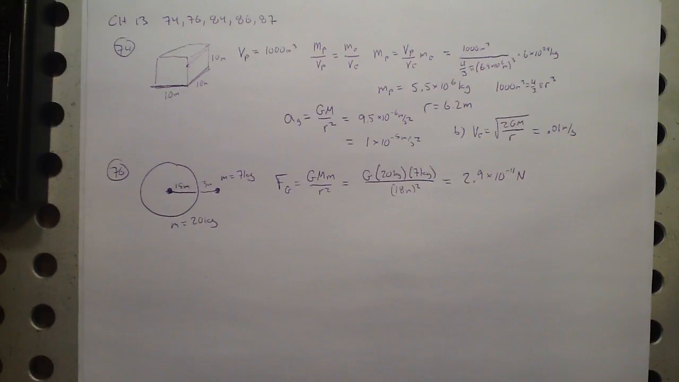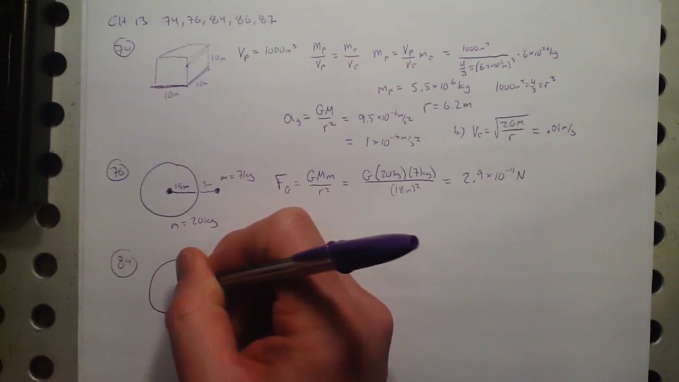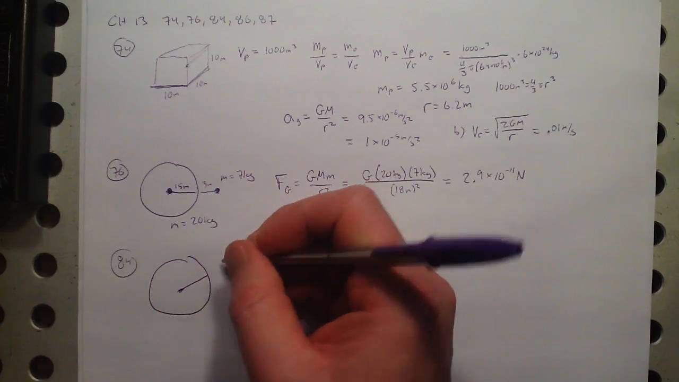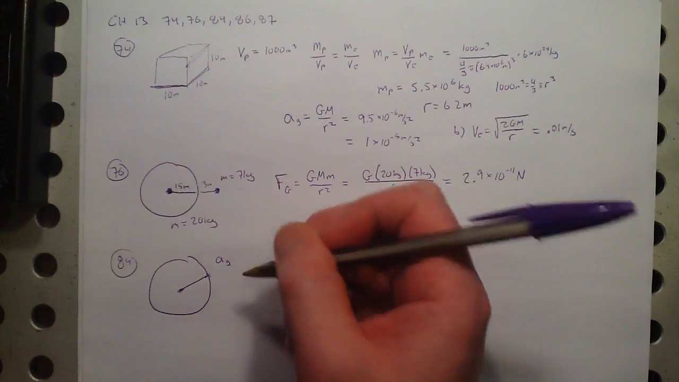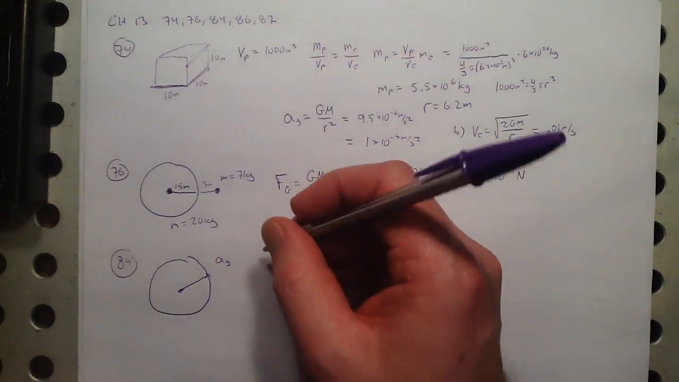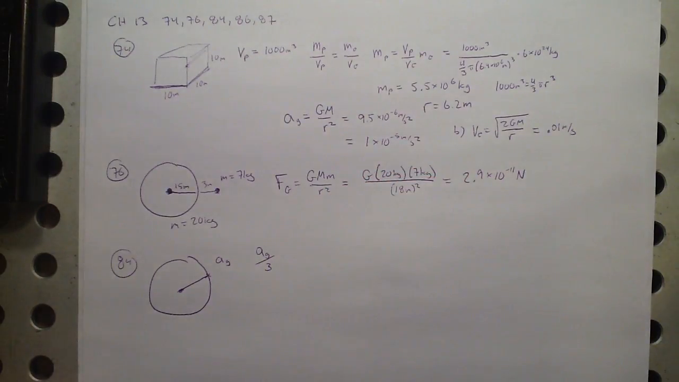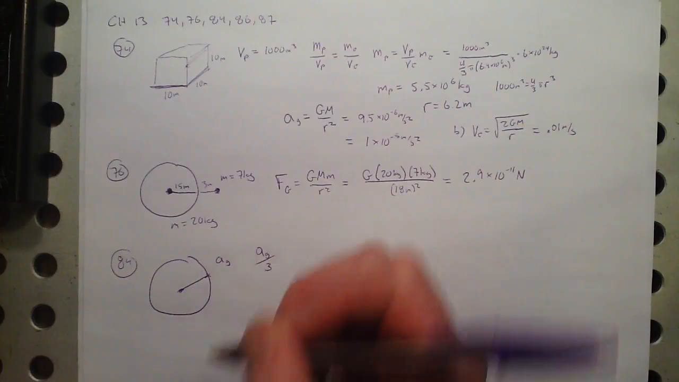Number 84. Uniform solid sphere of radius r produces a gravitational acceleration of ag on its surface. So we've got a sphere, radius r, and at the surface here, we're calling that acceleration ag. And they would like to know, at what distance from the sphere's center are there points inside and outside the sphere where the acceleration is ag over 3. So there's one on the inside and there's one on the outside.